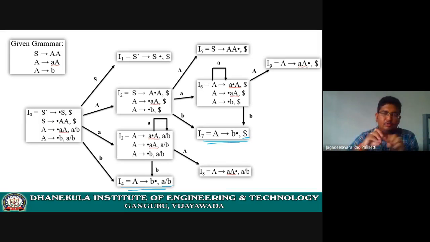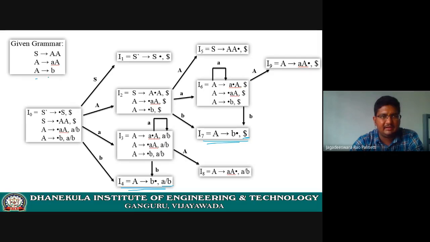Whenever you separate these states according to the lookahead, obviously the number of states in CLR will be more. Maybe you may get this as a 2 marks question or a quiz question: what is the reason for having more number of states in CLR? Am I clear? So let's start.